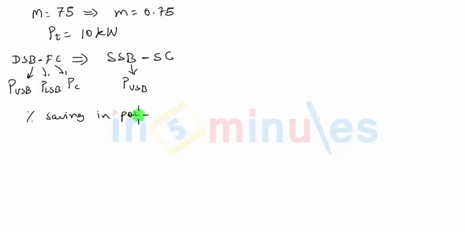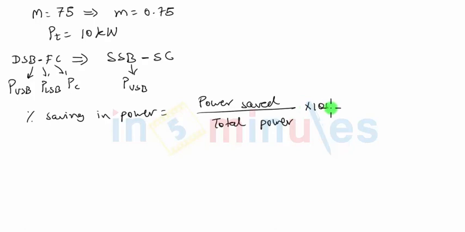saving in power? The percentage saving in power will be nothing but power saved divided by the total power which we otherwise transmit, into 100. Power saved is any one sideband power, let's say the upper sideband power. Total power is PT, which is the sum of all three powers, into 100 will be my final answer. So let's find out these values one by one.